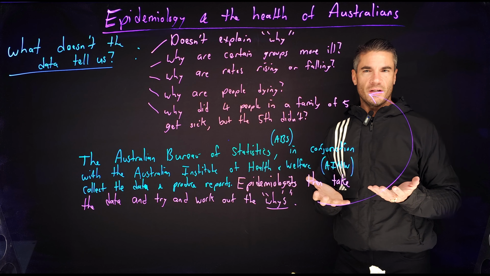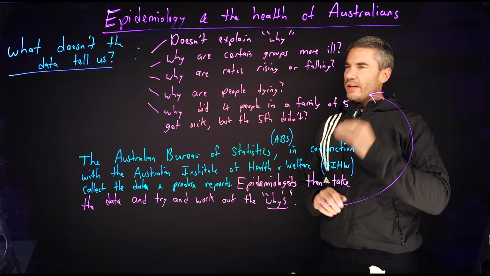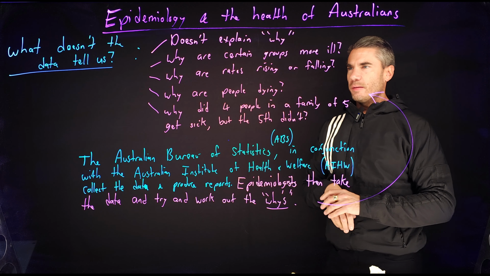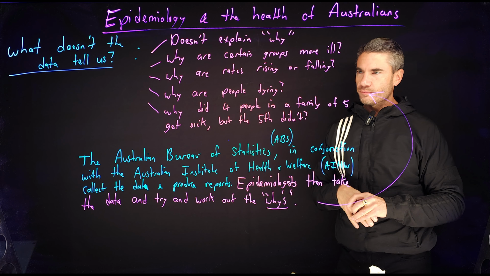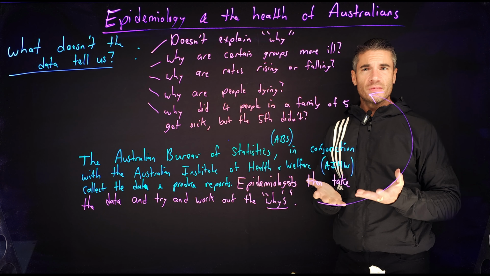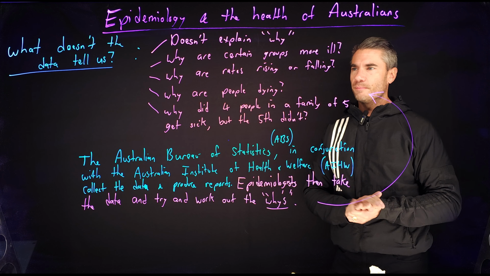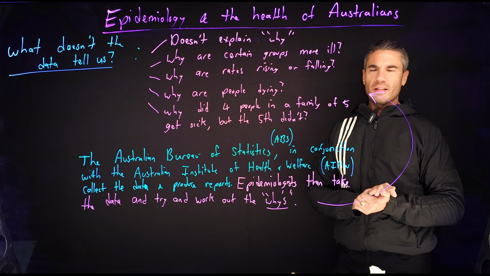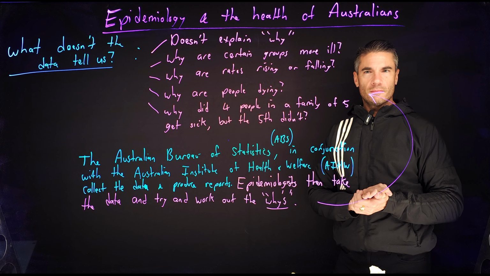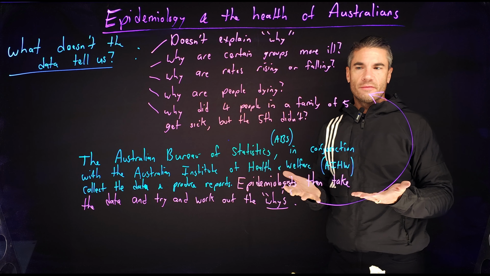It's just a number. Why are certain groups more ill than others? Why are rates of illnesses rising or falling? Why are people dying from something that shouldn't kill them? Why did 4 people in a family of 5 get sick, but the 5th didn't? Data doesn't tell us that stuff.